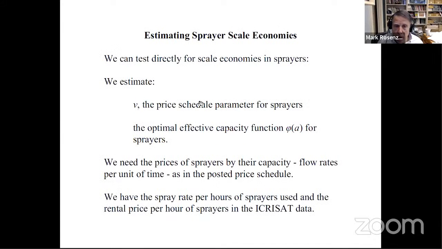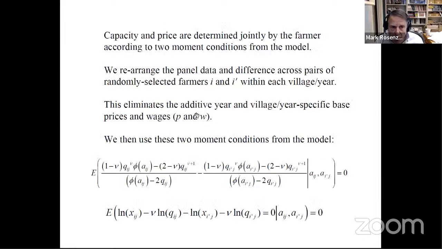So we're now going to estimate sprayer scale economies. We're going to estimate the capacity function, that phi function, and we're going to estimate nu using the ICRISAT data on the relationship between the rental prices we see in the ICRISAT data and the capacity of the machines that the farmers are using. So we can obtain the price schedule and therefore nu, and we can obtain the optimal effective capacity by farm scale. Now, it's obvious that the capacity of the machine the farm is using is endogenous: the capacity that's chosen affects the price, and also the price affects capacity. So we're going to take that into account in our estimation.